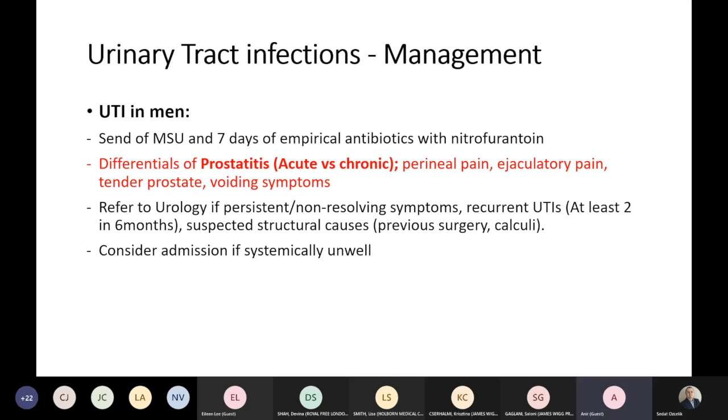The other thing to think about in the acute picture is to understand, are they systemically well versus unwell? Do they have any fevers? Are they vomiting? Do they sound septic over the phone or from assessing them? Because that's when you may consider admission. Next slide.